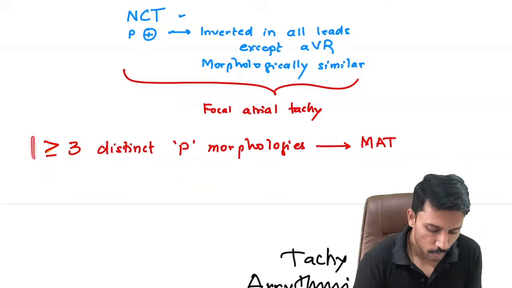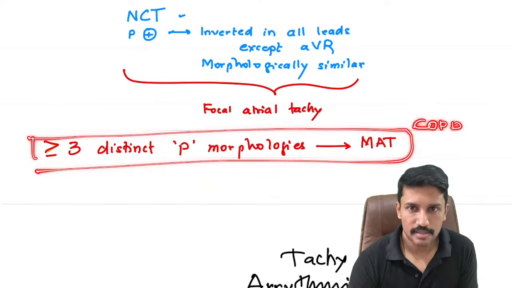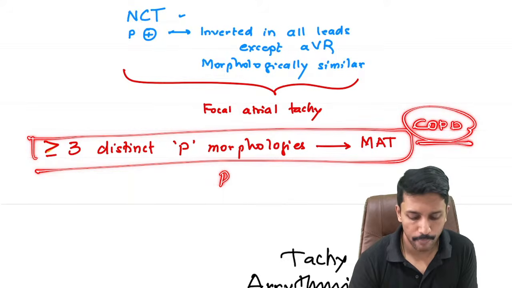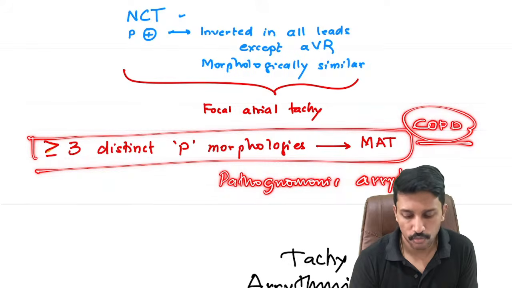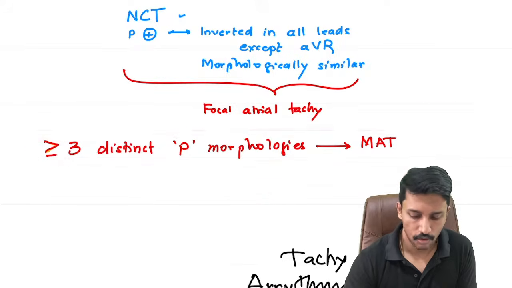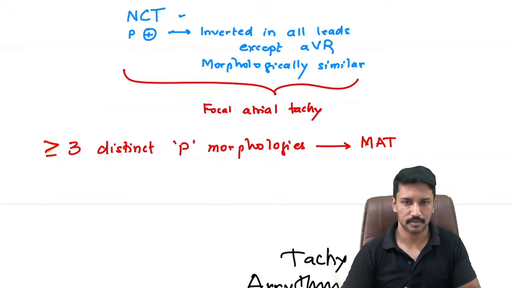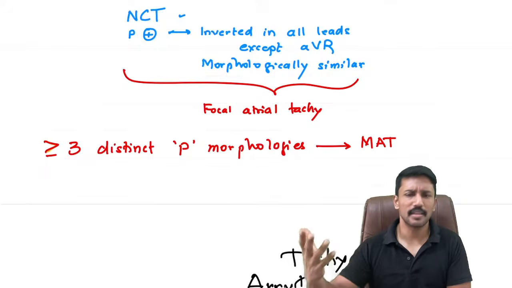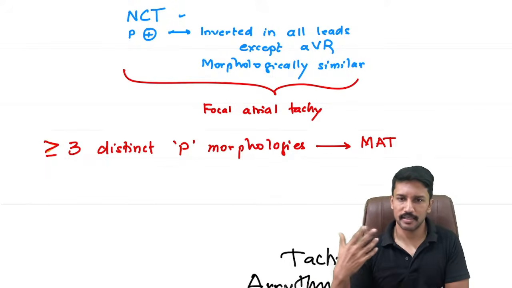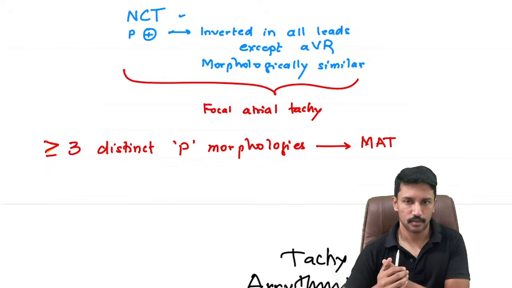There is a particular important MCQ point about this MAT. MAT is classically seen in patients with COPD. In fact, it is considered the pathognomonic arrhythmia of COPD. It means it is not usually seen in non-COPD patients. So if I get a non-COPD patient with some palpitations, I may not be thinking of MAT as a possibility. But if I get a COPD patient or a long-standing smoker, MAT is one of my differential diagnoses, right?